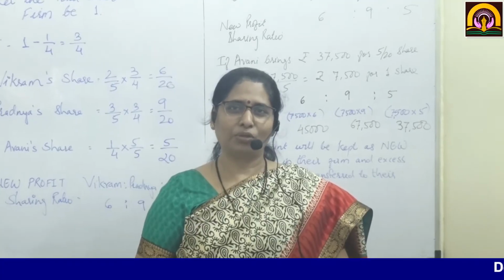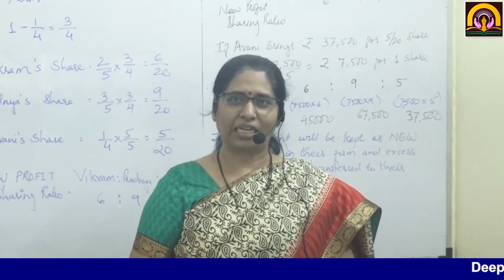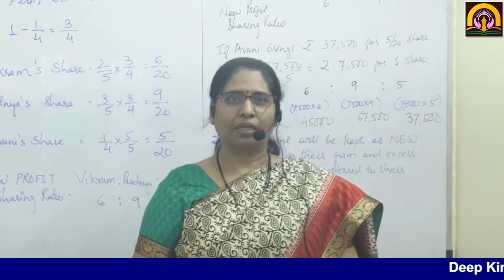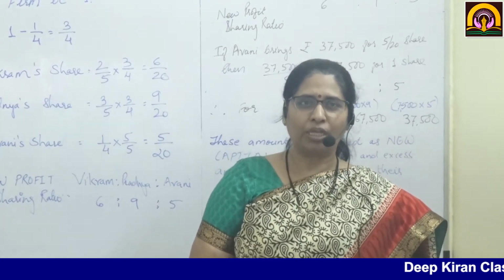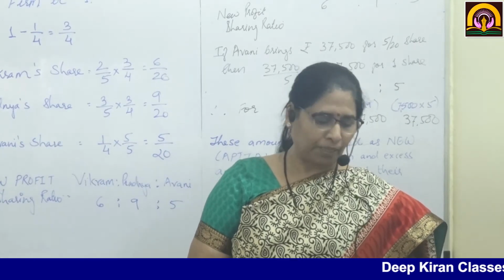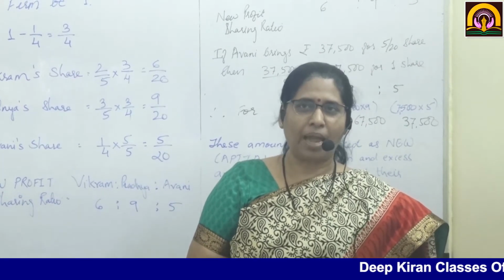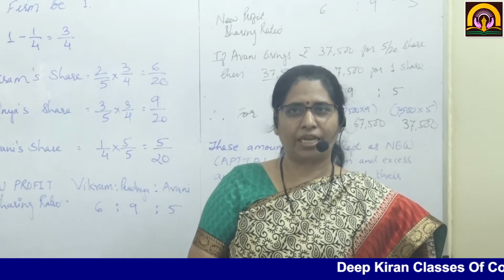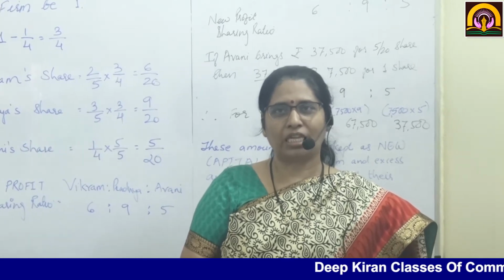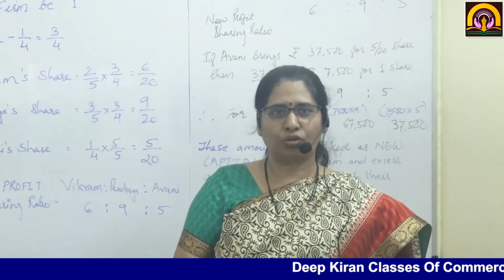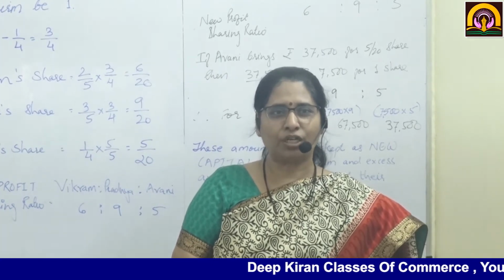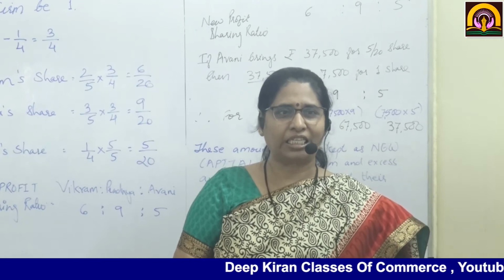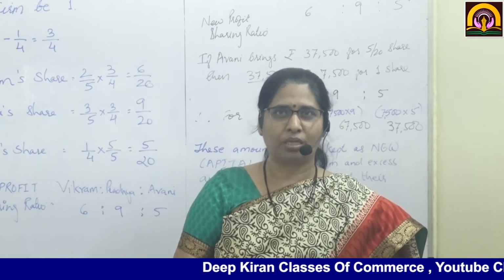Today we are going to start with the first practical problem. Okay, now I'll read out the sum for you and I'll tell you the explanation. See, Vikram and Pradnya are partners sharing profits and losses in the ratio of 2:3. Their balance sheet as on 31st March 2018 is as follows.